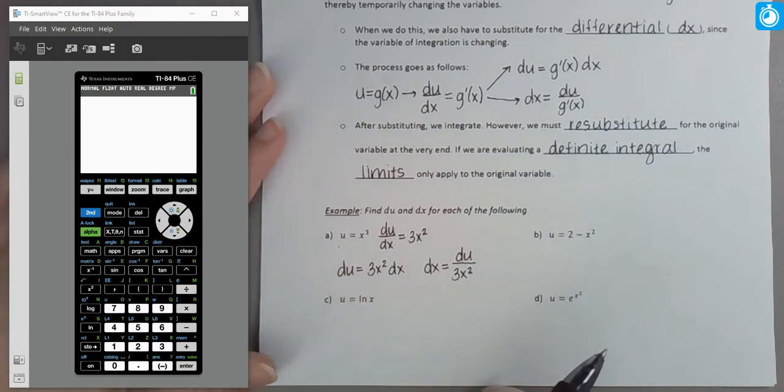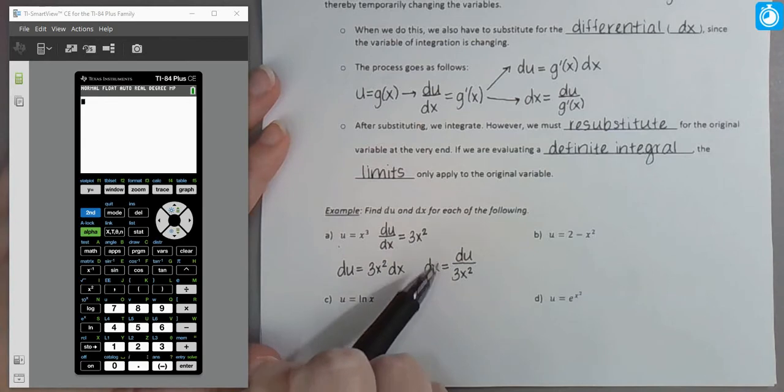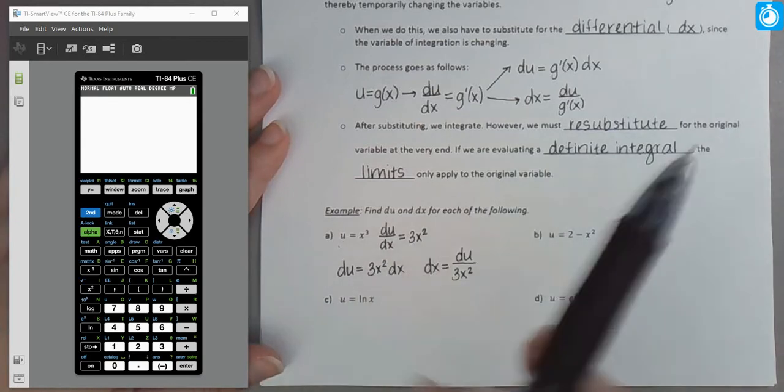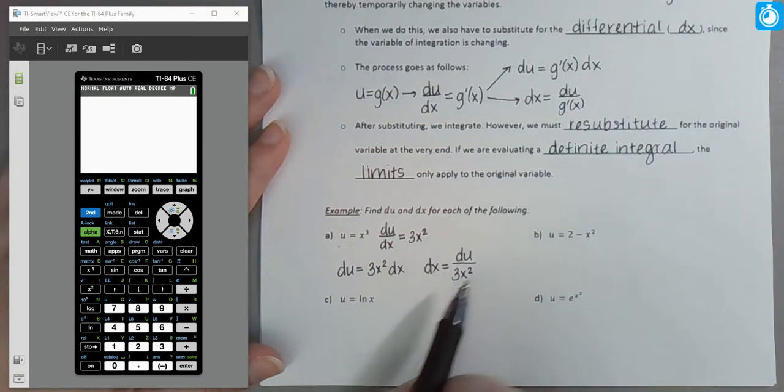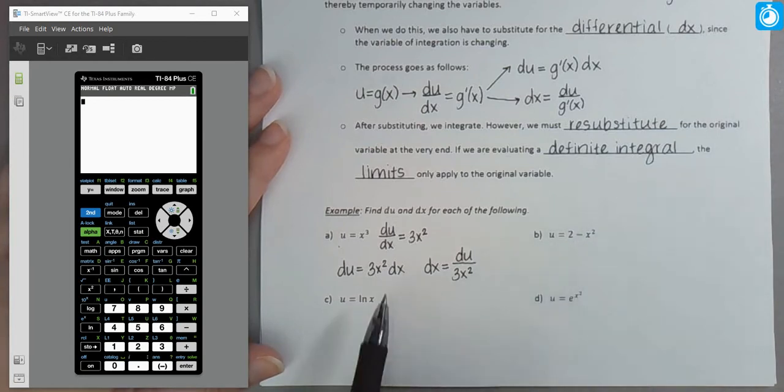And again, how we substitute will vary just depending on who's showing you this technique. In general, I like substituting directly for dx. So in other words, wherever we see the dx in our antiderivative, we're now going to replace it with this expression involving du and involving our original variable x. Okay, let's try a few more.